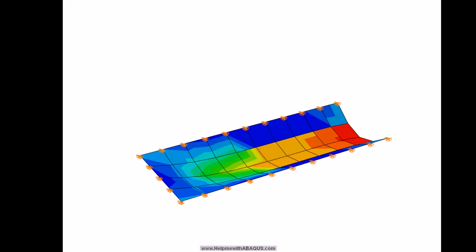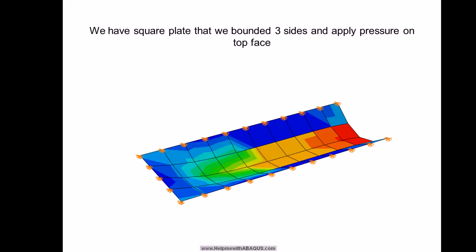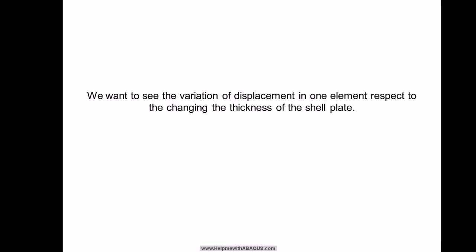Let's start with a simple example. We have a square plate that we bound on three sides and apply pressure on the top face. We want to see the variation of displacement in one element with respect to changing the thickness of the shell plate. The thickness is to be changed from 10 to 20.